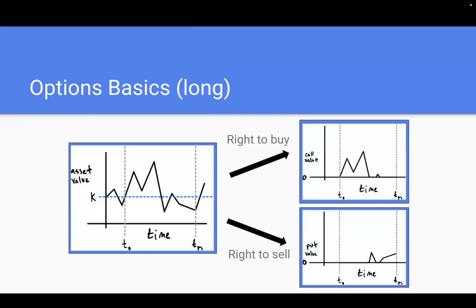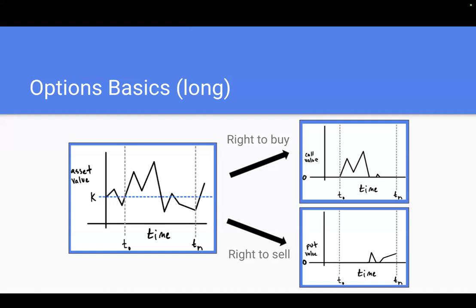So here you can see some fake stock price on the left. And then there are three variables there: K, T naught, and Tn. T naught is the current time, and Tn is the end of the contract, because it's just an agreement between two people. There's a finite bound on the amount of time that it's live. Then K is the strike price. It's the price at which you agree to either buy or sell when you decide to execute your right.